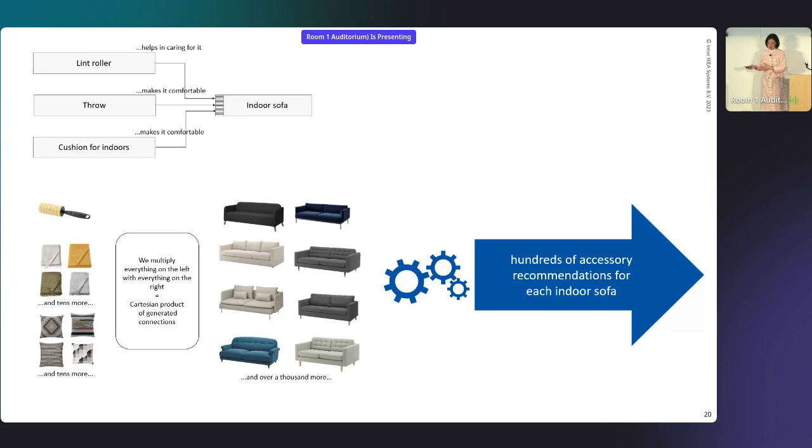And they are picked up by the business rule for the furniture. And so we multiply everything on the left with everything on the right, do a Cartesian product. Voila, we have not only tens, but hundreds of accessory recommendations for each indoor sofa. And this we keep on repeating for every kind of furniture that we have in IKEA. And so we can reliably give IKEA.com a stream of recommendations instead of a few hand-picked ones.